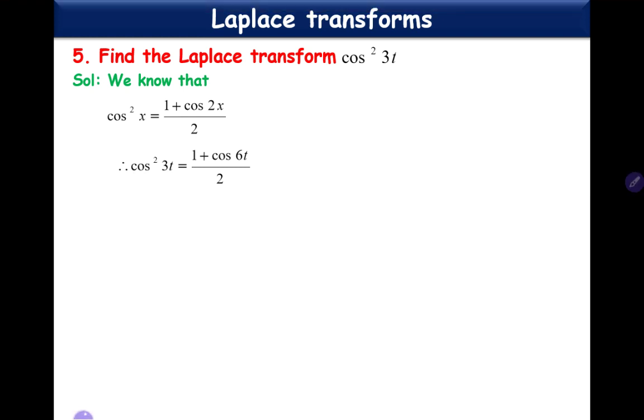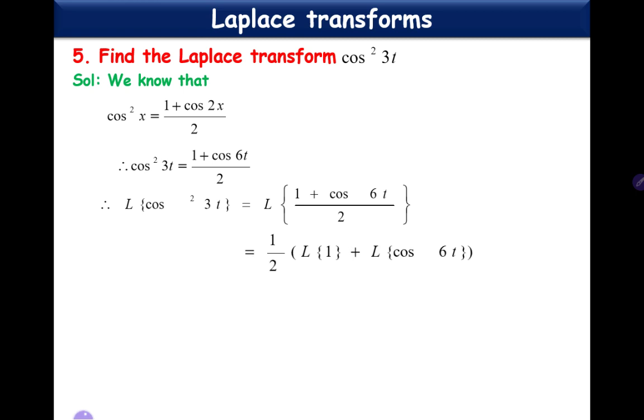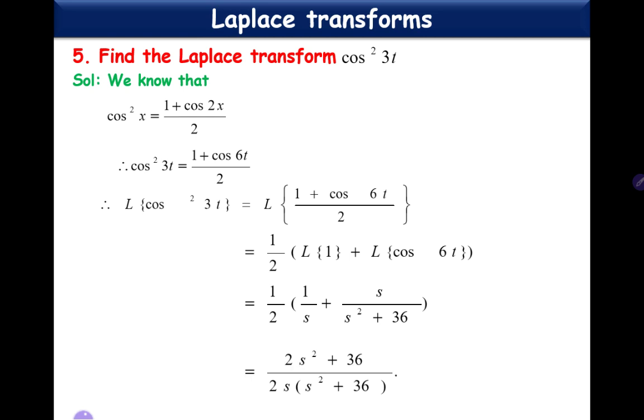So take Laplace transform on both sides. Therefore L of cos square 3t is equal to L of (1 plus cos 6t) by 2. The denominator 2 can be taken outside, and using the linear property we get 1 by 2 times (L of 1 plus L of cos 6t). L of 1 is 1 by s and L of cos 6t is s by s square plus 6 square, that is s square plus 36. Taking LCM we get (2s square plus 36) by 2s into (s square plus 36). So this is L of cos square 3t.